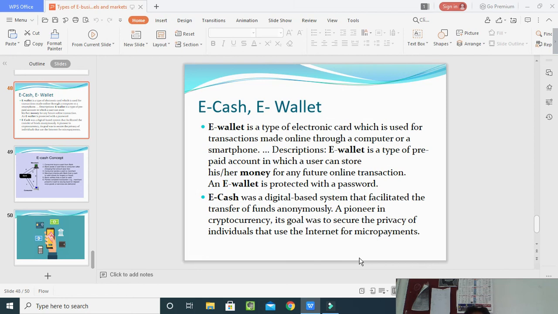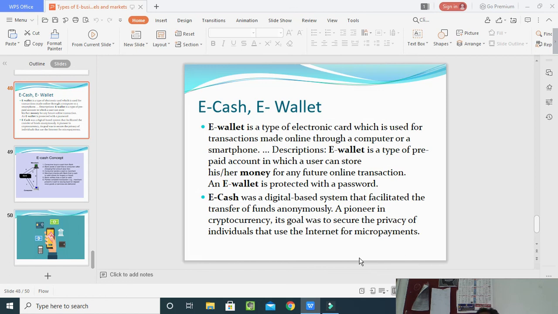See the descriptions. An e-wallet is a type of prepaid account in which a user can store his or her money for any future online transaction. An e-wallet is protected with a password, like we are having ATM cards. So an e-wallet is an electronic card on a computer or smartphone. That means it is used for maintaining your account. So there will be a password. When you want to withdraw the cash, it will ask for the password. After tapping the card, you can get the money.